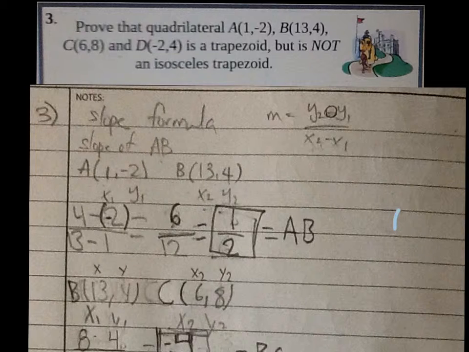So then 4 minus negative 2. I got that because you have to follow this step. So Y2 goes first, so Y2 is 4. Then Y1 is negative 2. This is what I did. So that equals 6.